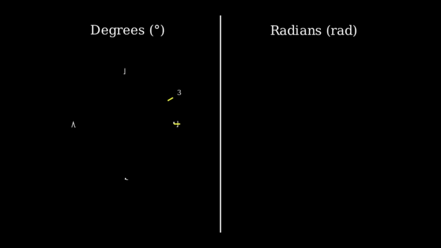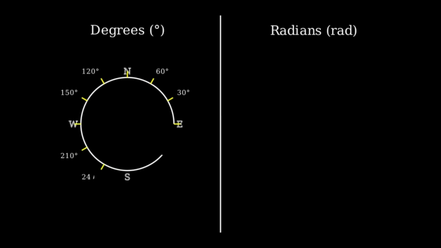Degrees are familiar and intuitive for everyday use. We're used to thinking about right angles as 90 degrees, straight lines as 180 degrees, and full circles as 360 degrees. This system makes sense to us because we can easily divide a circle into equal parts, like quarters, thirds, or sixths. Degrees are widely used in navigation, engineering, and construction because they're convenient for communicating and measuring angles in the physical world. A compass, for example, is divided into 360 degrees to help us find our way.